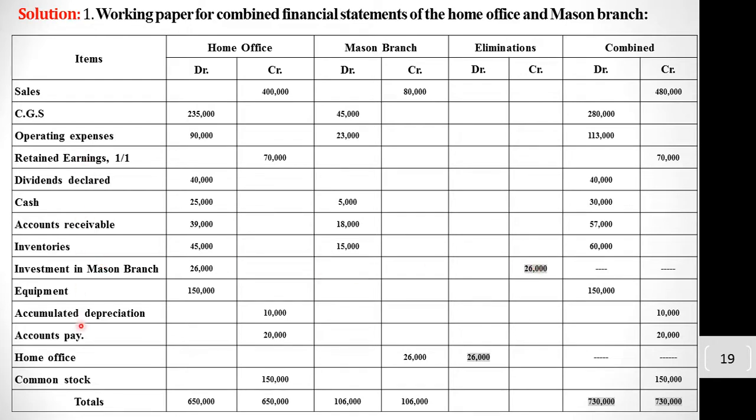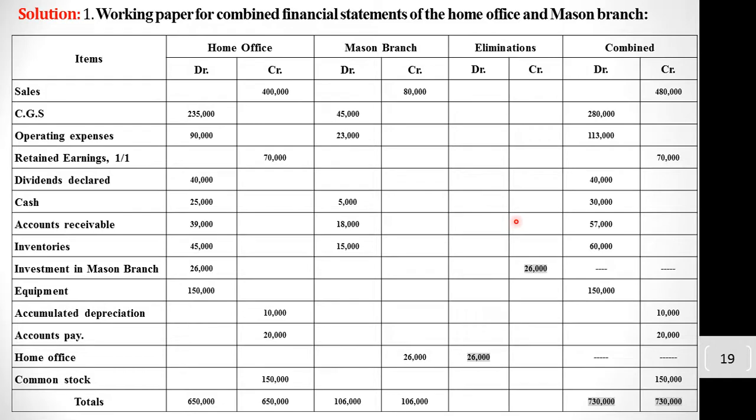What else is considered an intercompany transaction? Home office that appears within the branch. Mason branch for 26, home office. This is an intercompany transaction. This will be eliminated also. How to eliminate it? It is placed in the credit, so you place it in the elimination column in the debit. These are the eliminations that you're gonna make.